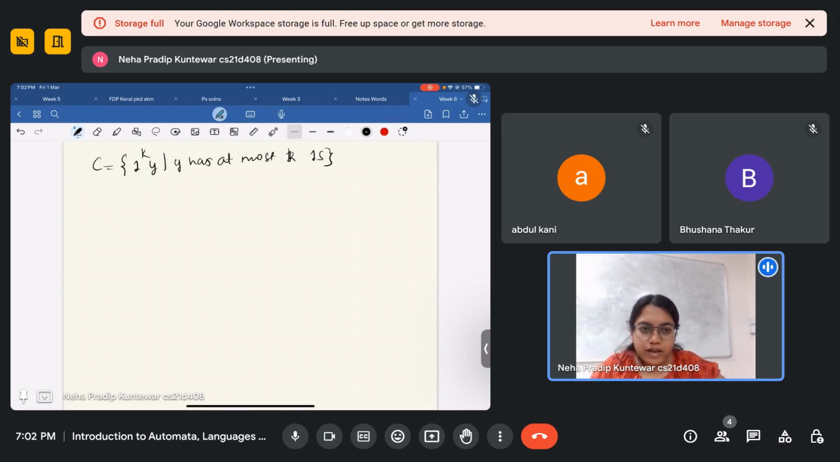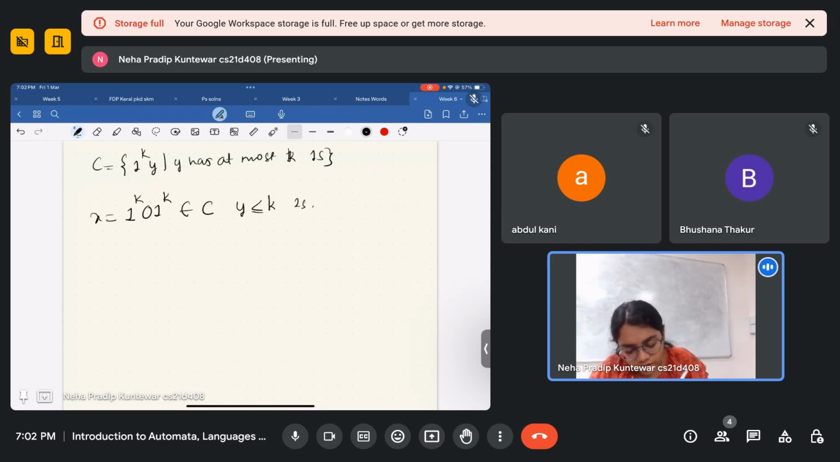So how do we show that a language is not regular? So far we have seen that either you can show using homomorphisms that h of L is not regular, or you can use the pumping lemma. So let's try to use the pumping lemma for this. Let's look at the string 1 to the k, 0 followed by 1 to the k. This string is in C simply because y has at most k many ones. So this is in C.